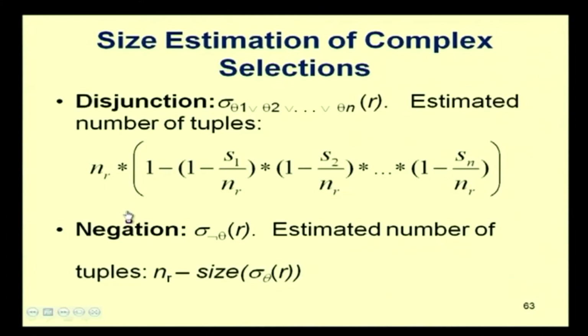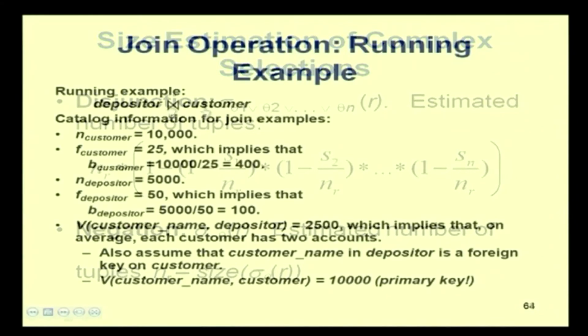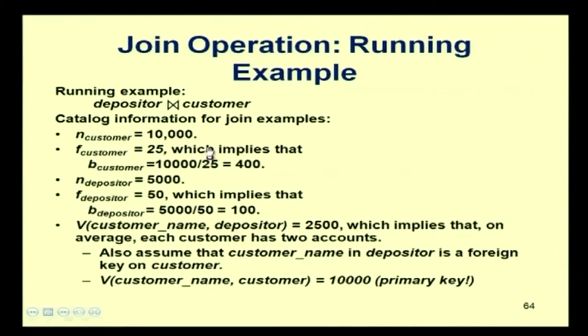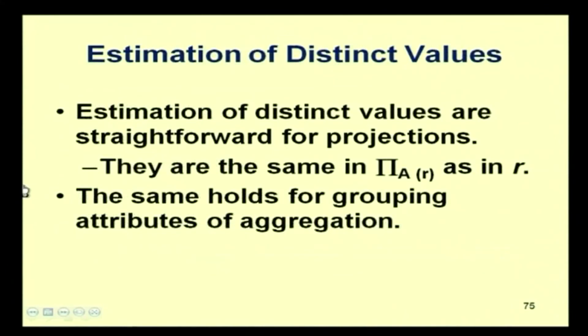There are estimated costs for how many tuples will result, and how the tuples affect the relation. So, for example, suppose you have customers 1000 and this is 25, which implies the average customer is this, depositor 5000 and so on. This implies that on average each customer has 2 accounts, because the number of depositors is 5000, and customer name in depositor is a foreign key and this is the primary key. You can estimate the size by looking at the distinct values, and estimation of distinct values is straightforward for projections and for grouping and aggregation.